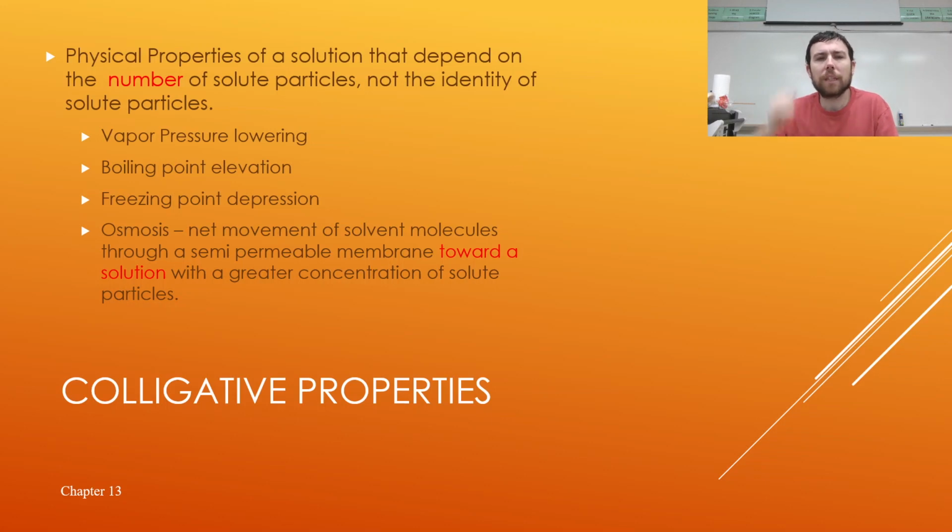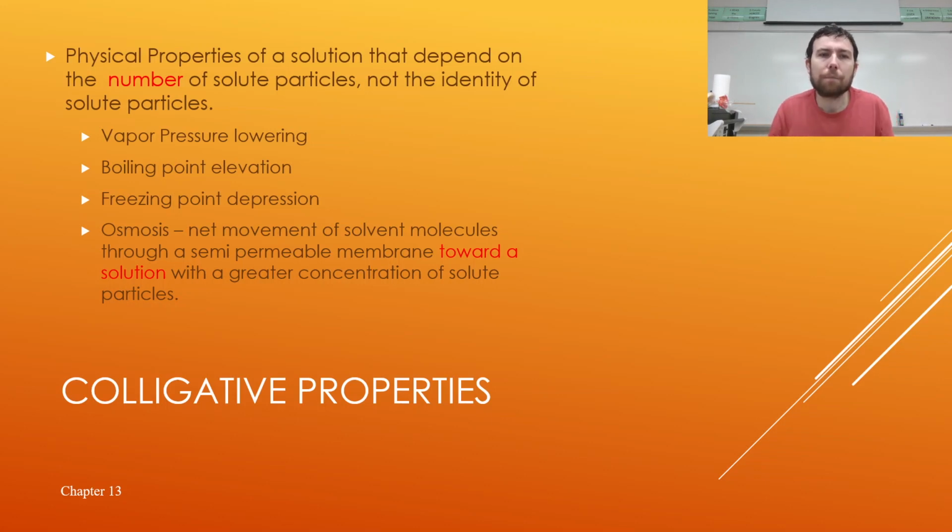And so colligative properties are physical properties of a solution that are going to depend on the number of solute particles that are present in the solution, but not necessarily the identity of the solute particles, right? So that means you could possibly have multiple solutes in your solution when you start dealing with colligative properties.